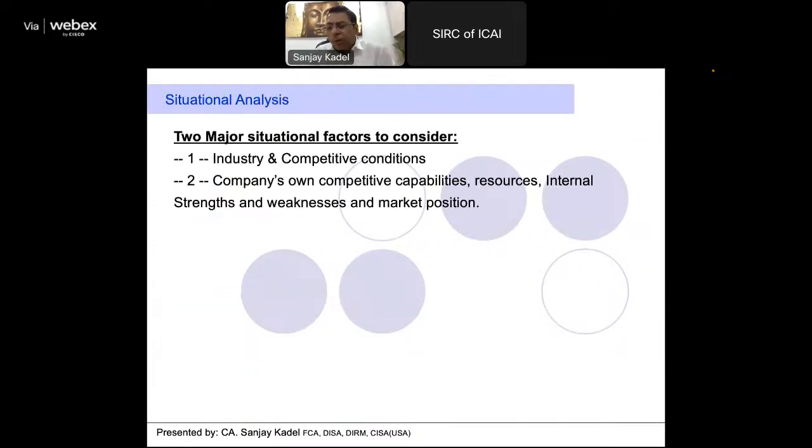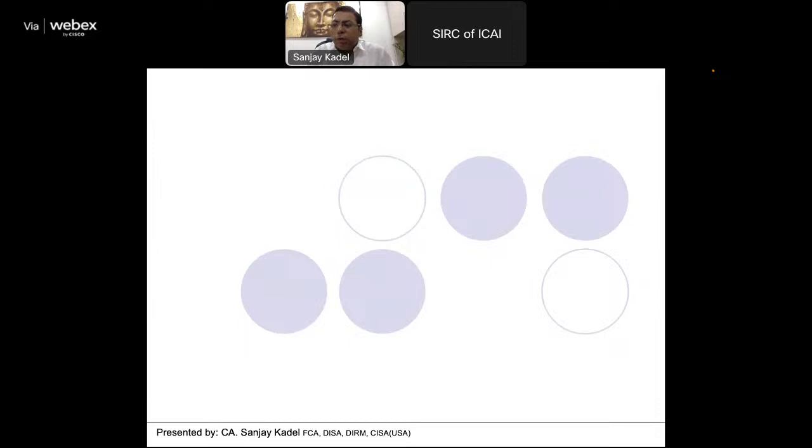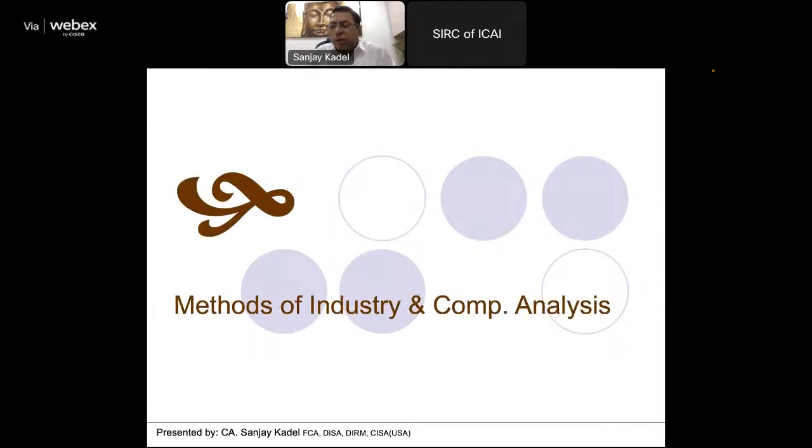Then you have something called situational analysis, where you try to analyze the situation in which the company is. So when you are doing this, you do industry and competitive conditions analysis and also the company's own competitive capabilities, your own strengths, resources, and your weaknesses. You find out. In this, the most important factor is industry and competitive conditions. How do we analyze the industry and competitive conditions? For that, we have a set of issues to be considered. Let us see that now.